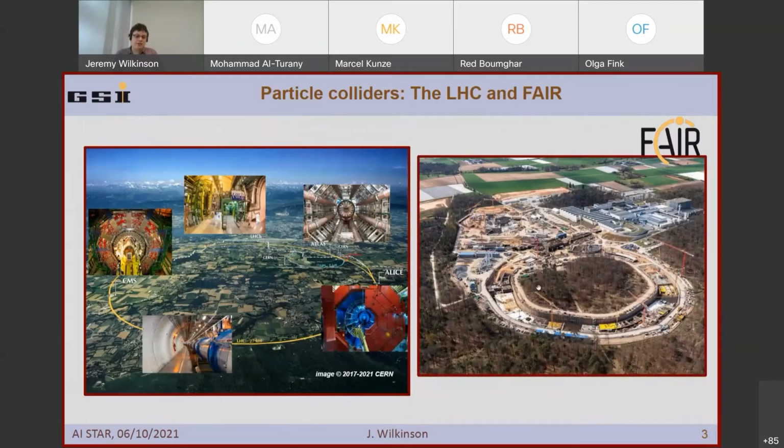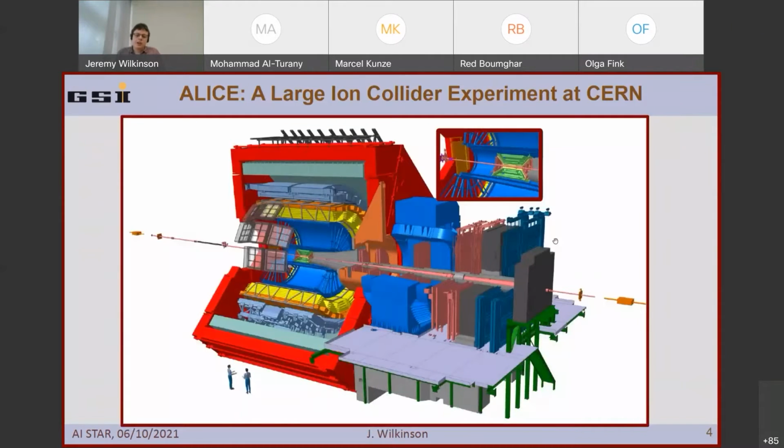So these are the facilities that we work with in the field. We have on the left the well-known LHC at CERN, the Large Hadron Collider, and these are the 4 main experiments there: CMS, LHCb, ATLAS, and ALICE, which is the one that I work with. And then on the right, this is an aerial photo of the FAIR facility that's currently under construction here at GSI in Darmstadt.